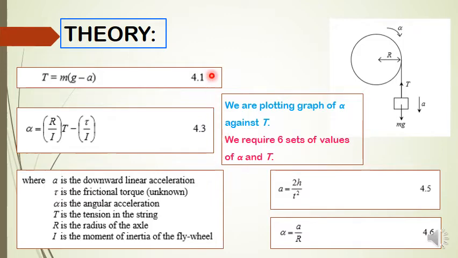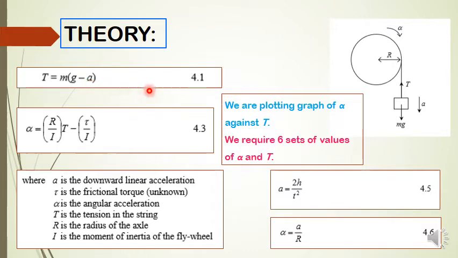By applying Newton's second law for the linear motion of the load, equation 4.1 is obtained, where T is the tension in the string, M is the mass of the load, g is the acceleration due to gravity, which is given by the value of 9.81 meters per second squared, and a is the linear acceleration of the load.